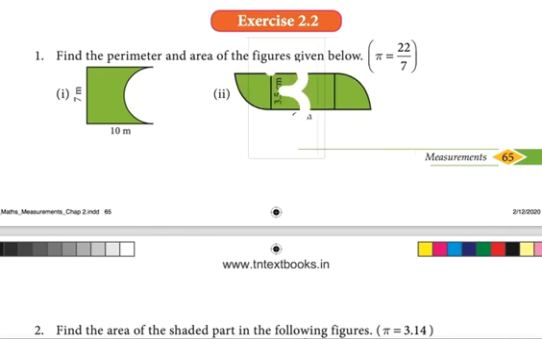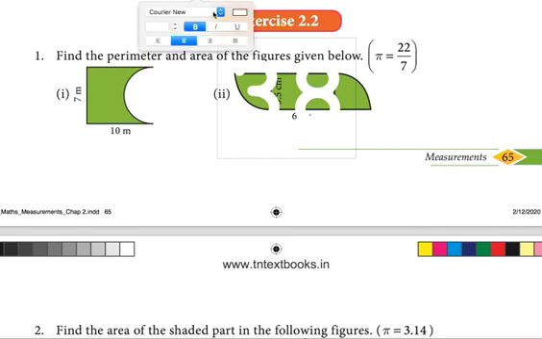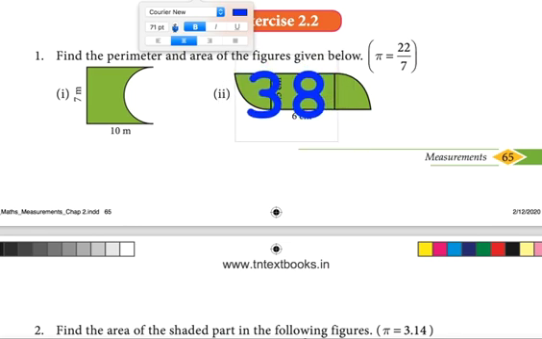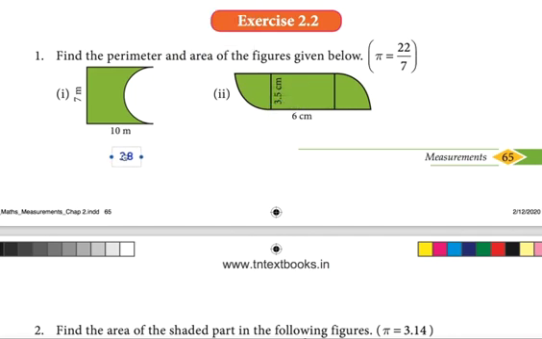I wrote 38, but that is in white. Now it is blue, but the size is quite big, bigger than the actual picture shown in the figure. Let's reduce it to the normal 12th font. 38 cm is the perimeter. Let me write the word perimeter also, because what is asked is not just perimeter, area also. That's why we have to mention that this is perimeter.